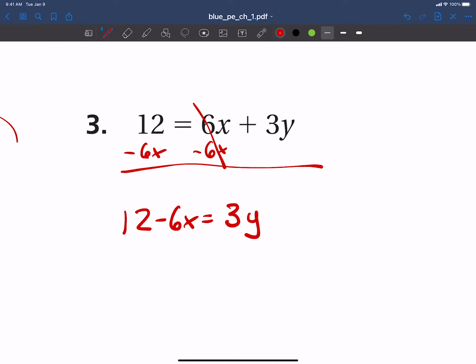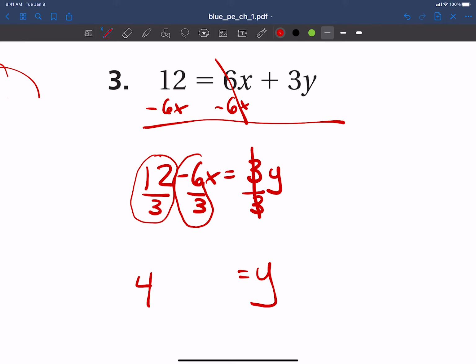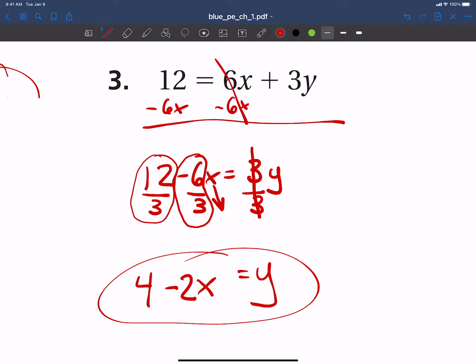All right, what's happening to my y? It's being multiplied by 3. So to get that 3 to go away, I got to divide by 3. But remember, if I do it to one thing, I have to do it to everything on the other half. 3 over 3 is 1, so it's gone, which is perfect. That's what I want, my y by itself. Let's start at the very beginning. 12 divided by 3 is 4. Negative 6 divided by 3 is negative 2. Don't forget to bring down your buddy. That's your answer. 4 minus 2x equals y.